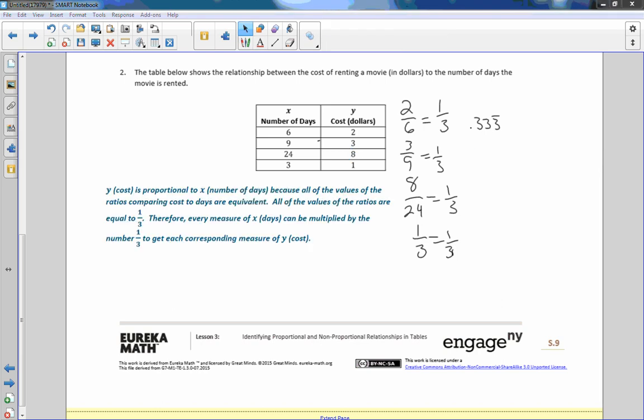So y, cost, is proportional to x, number of days, because all the values of the ratios comparing costs with days are equivalent. All of the values of the ratios are equal to 1/3. Therefore, every measure of x, days, can be multiplied by the number 1/3 to get each corresponding measure of y, cost.